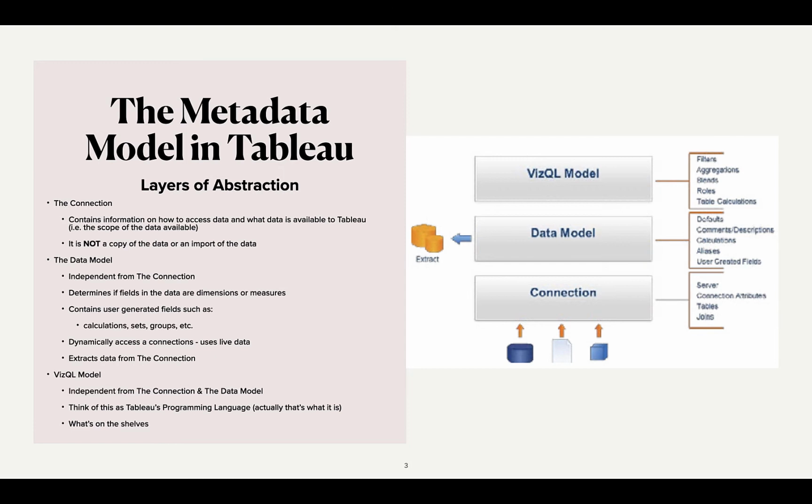So first, let's talk about just what is the metadata model in Tableau. In other words, what are all the pieces and how do they fit together? And there's really three layers of abstraction that we need to understand: the connection layer, the data model layer, and the VizQL model layer. Each of these layers are independent from each other. You can see that in the right-hand illustration.